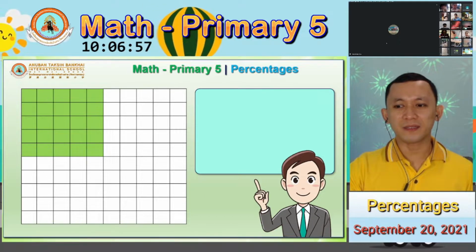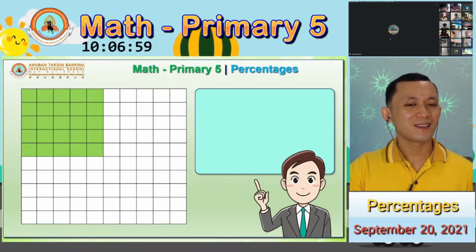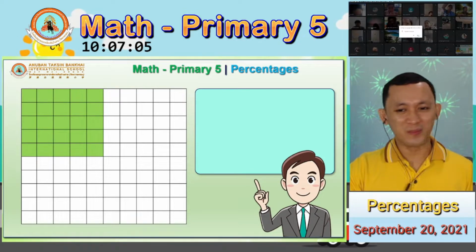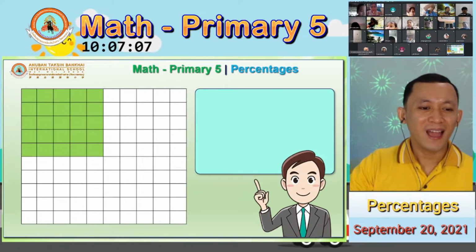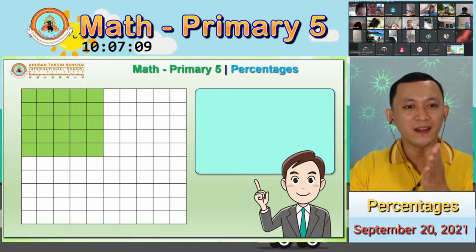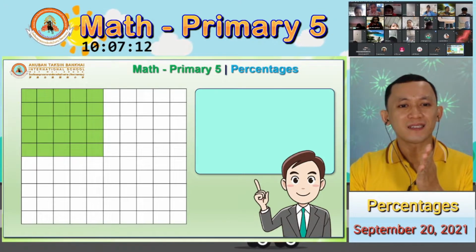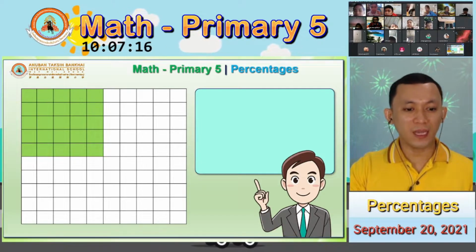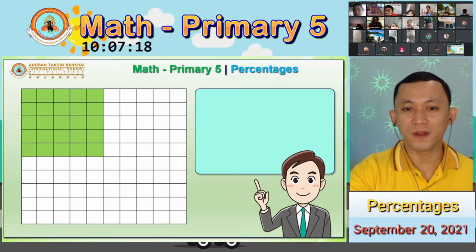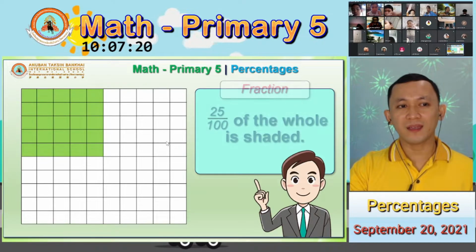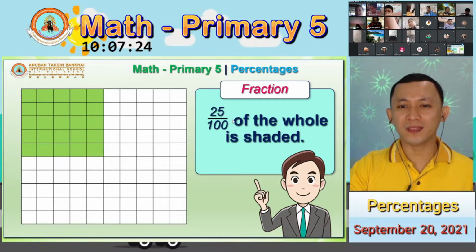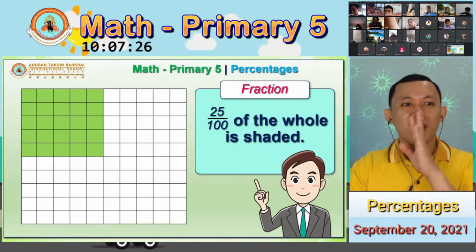How many equal parts are there? There are 25 equal parts. So very easy. We can say that 25 equal parts.